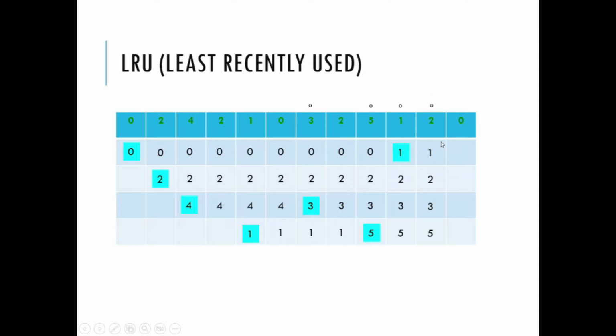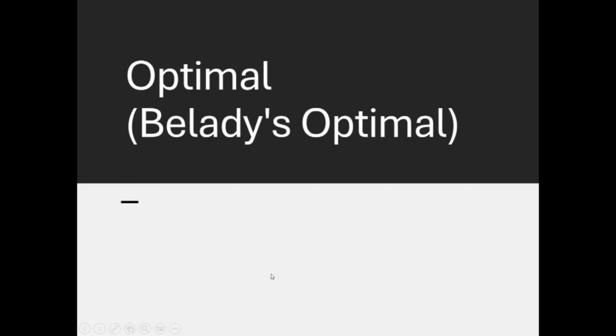And the last one is 0. 0 isn't included, so we need to choose 3. So 3 will be the victim and turn to 0. So we will get 1, 2, 3, 4, 5, 6, 7, 8. We will get 8 page faults.